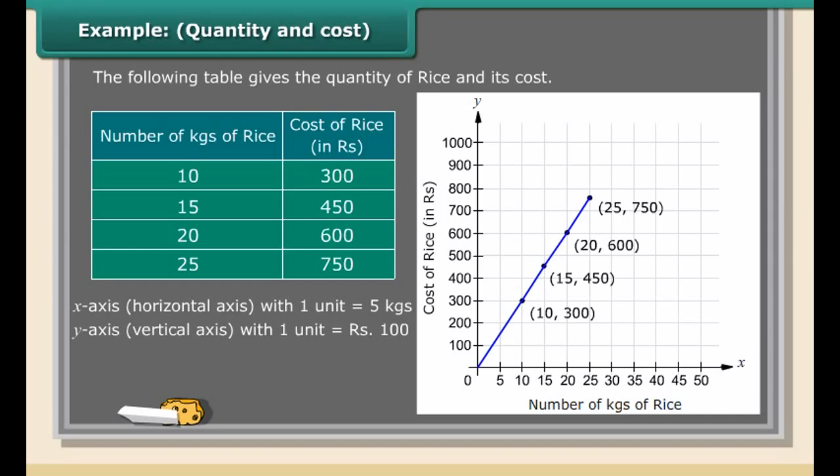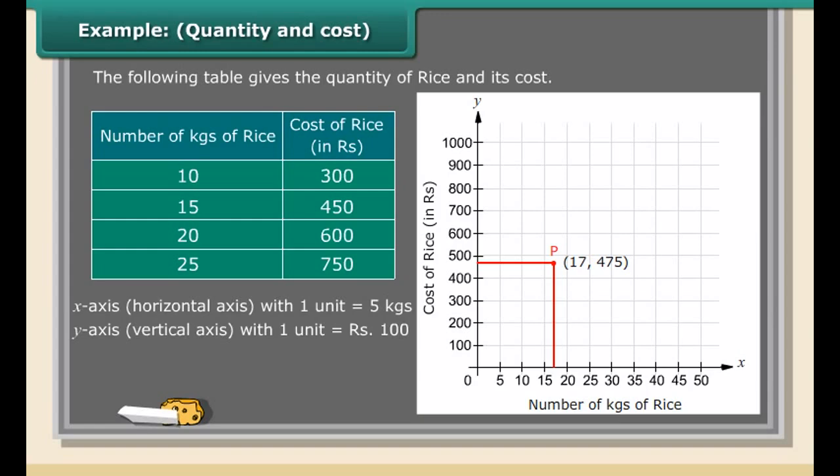3. Plot the points (10, 300), (15, 450), (20, 600), (25, 750). 4. Join the points. The graph passes through the origin.